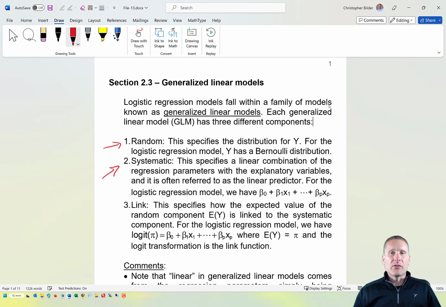The second component is what's referred to as a systematic part. This simply is the linear combination of the regression parameters with the explanatory variables, what we've been referring to as the linear predictor. Lastly, there's a link component. What this does is link this systematic component to the expected value of the random component, in other words, the expected value of, let's say, y. So for us, the link component was the logit link.